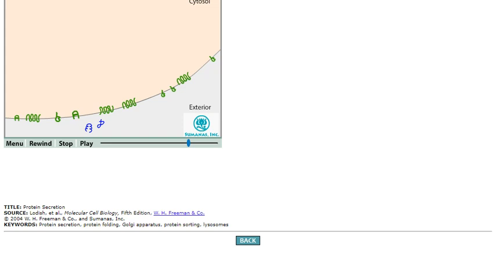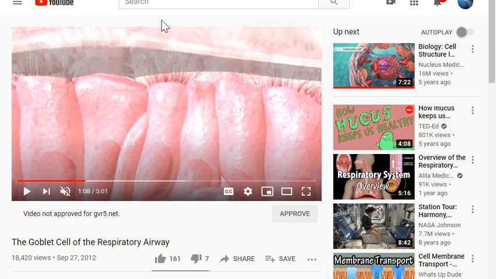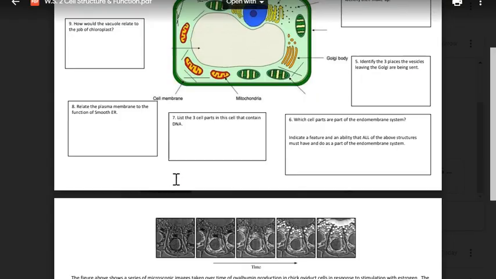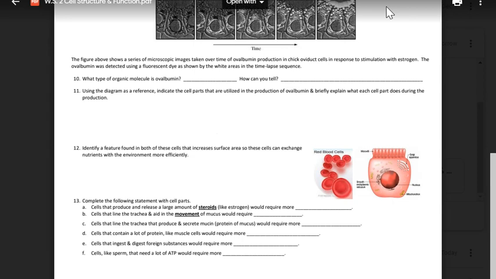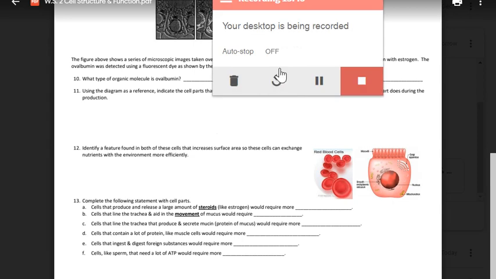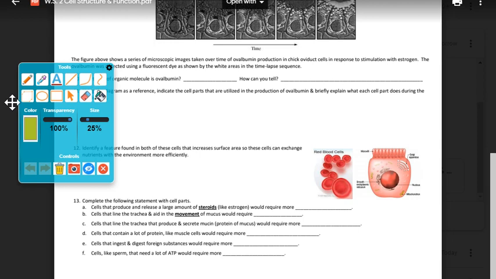Okay. Let's see if I actually have that question somewhere here that we can go ahead and look at. Perfect. 13A. You should be able to answer that question now.